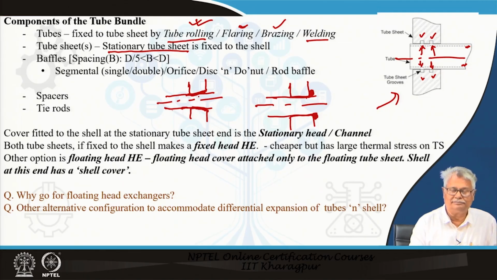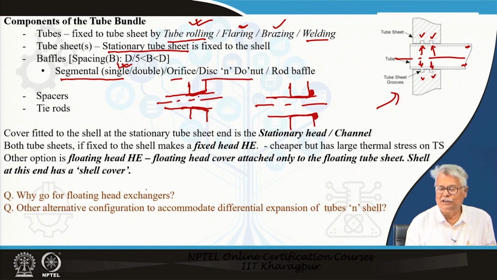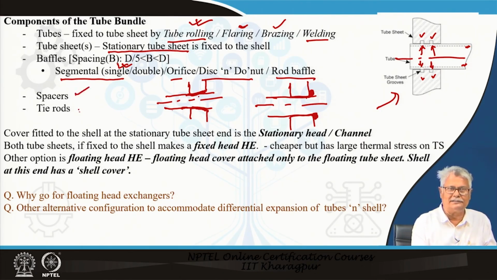We have talked about the baffles. In the baffles, we have seen what segmental baffles are. What we have learned so far is the use of only single segments, that means 25% cut, 37.5% cut, such things. But you can have double segmental baffles also. You could also have orifice baffles, disc and donut baffles, and rod baffles. Rod baffles are normally used when your pressure drop is a limitation, or it is a very highly fouling system. You have been told about the spacers and tie rod that you already have known.